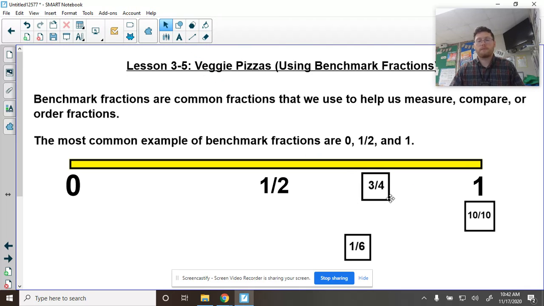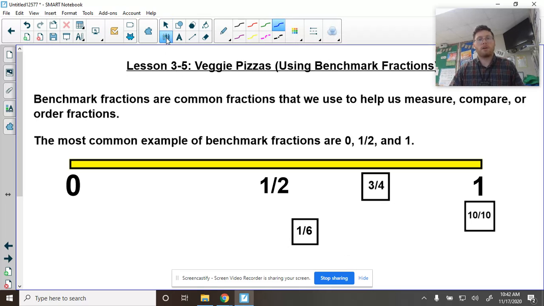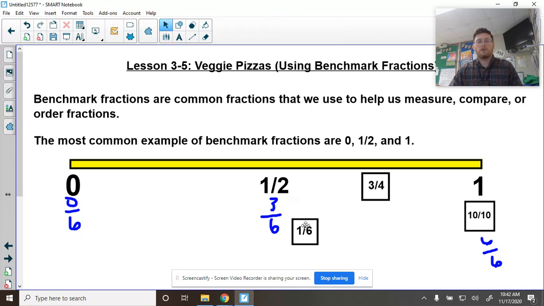All right. And then finally, we have 1/6. So again, get my marker out. I do 0/6. What's half of 6? It's 3, so 3/6. And then finally, we have 6/6 over here. All right. So where would my 1/6 go? 0/6, 3/6, 6/6. Well, it's actually going to go right in here.